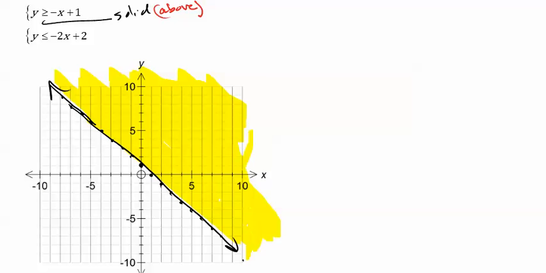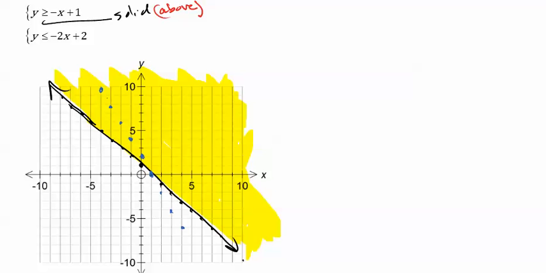Okay, there we go. And then I'm going to shade the other inequality. I'll shade that one, maybe I'll make that one blue. It looks like it has a y-intercept of 2 and a slope of negative 2. So down 2, right 1, repeated, or up 2, left 1, repeated.